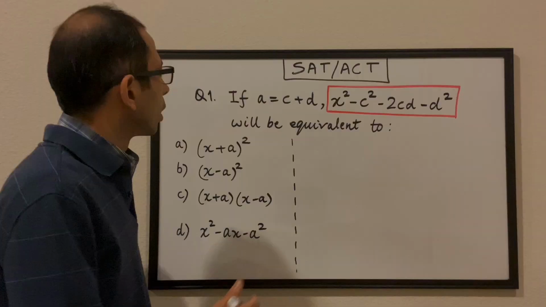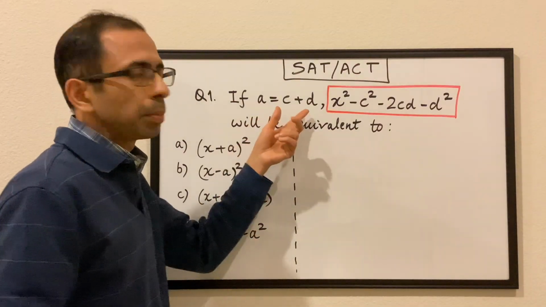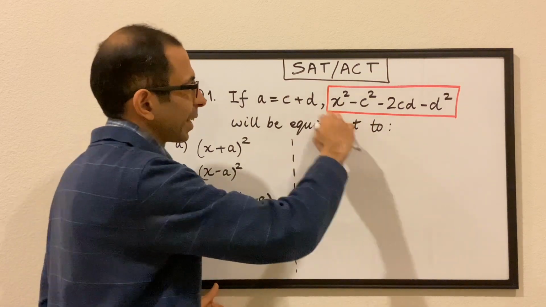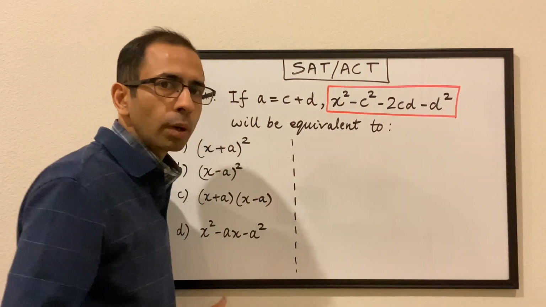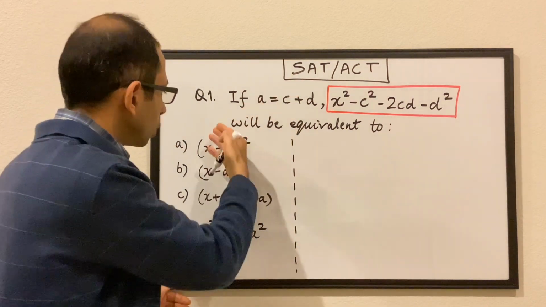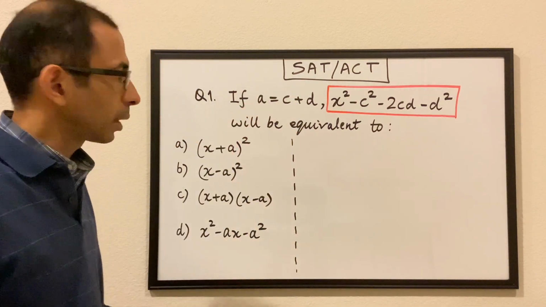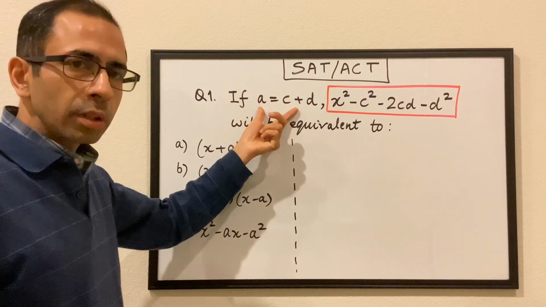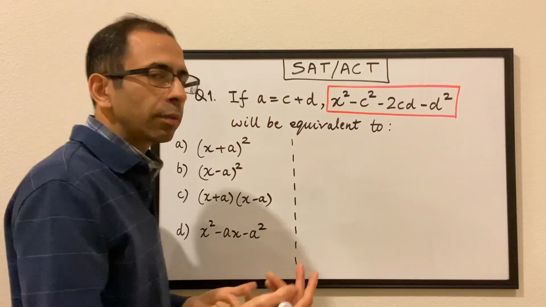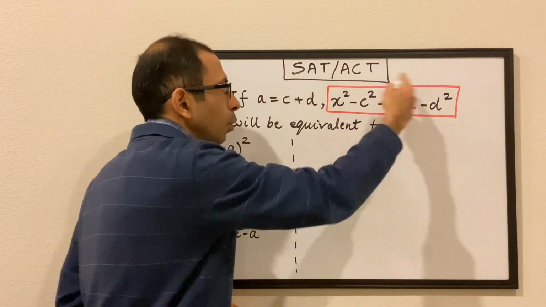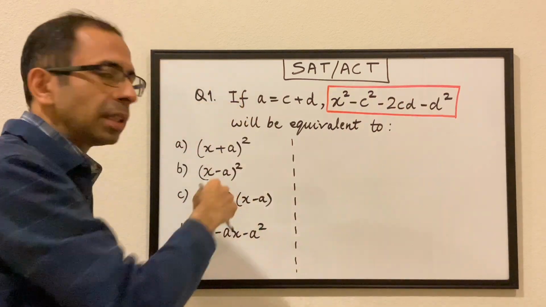If a is equal to c plus d, this expression x square minus c square minus 2cd minus d square is equivalent to which of the below, correct? So they have given us a condition, and with that condition we have to find what is the equivalent of this expression between these options, right?